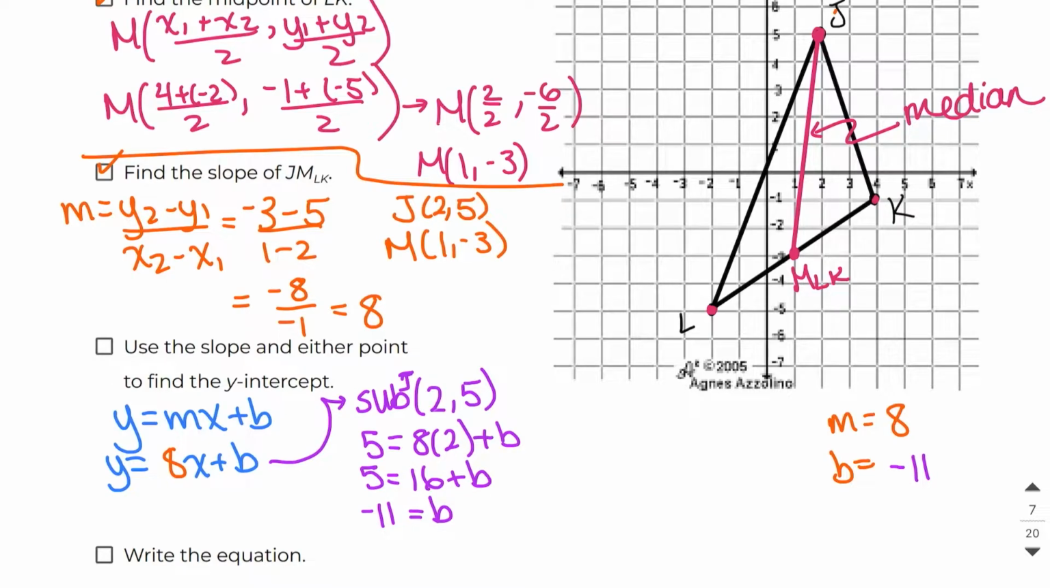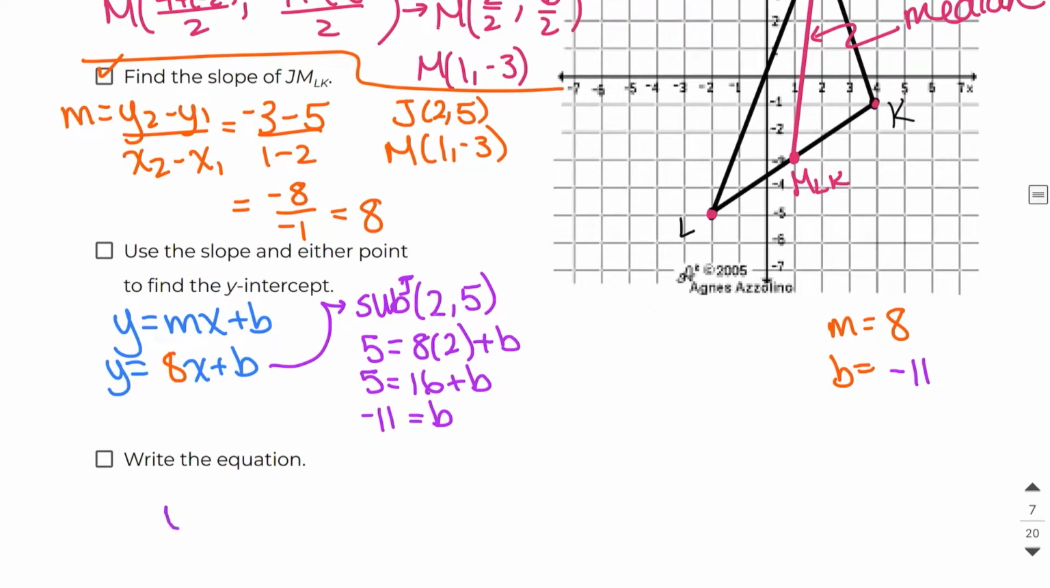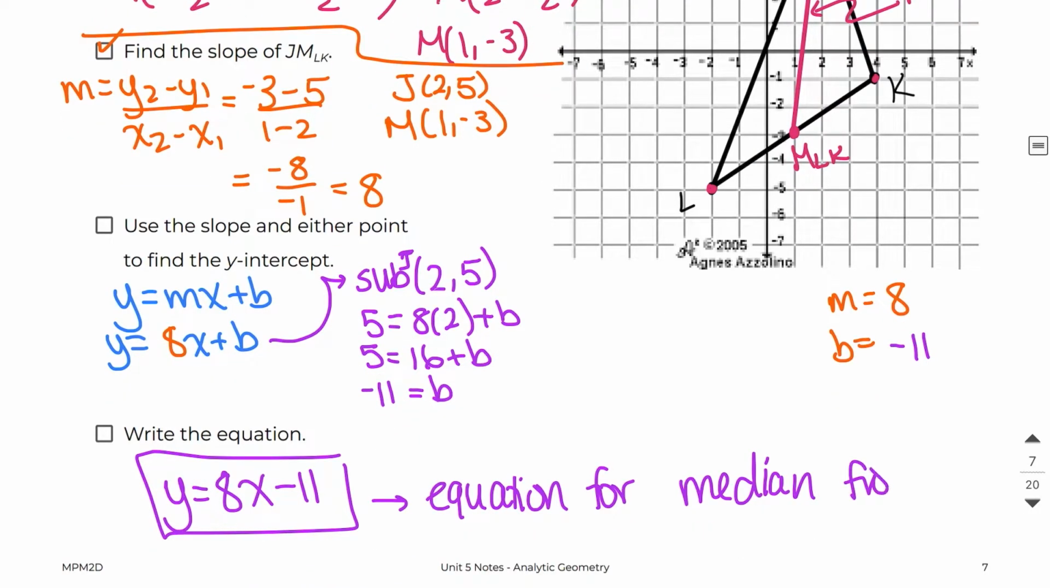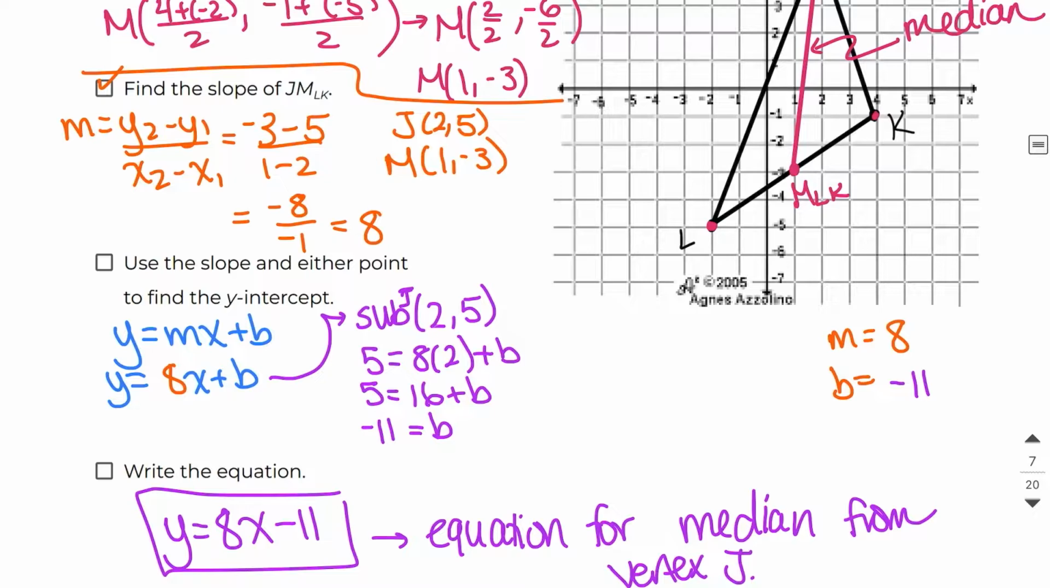So now I know what b is. So that means that my whole entire equation would be y equals 8x minus 11. And that's how we find the equation for the median from vertex J. Okay? Don't forget to write down any questions you have as we go through this.